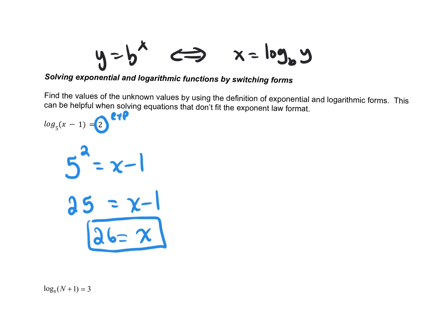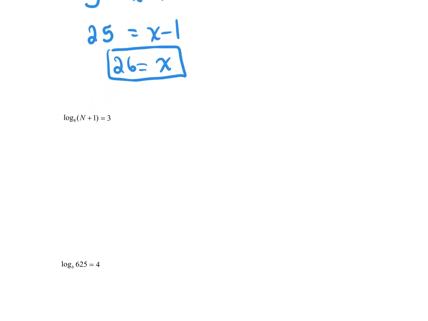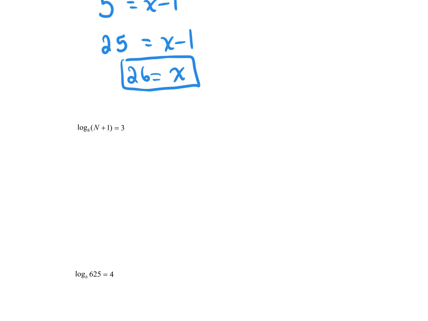The next one's very similar. It's a log equation. It's almost set up the exact same way. So we have log base 8 of n plus 1 to the third. So this is 8 to the third equals n plus 1 when you change it. And again, very simple. 8 to the third is 512 equals n plus 1. And I'll subtract 1. So n is 511.